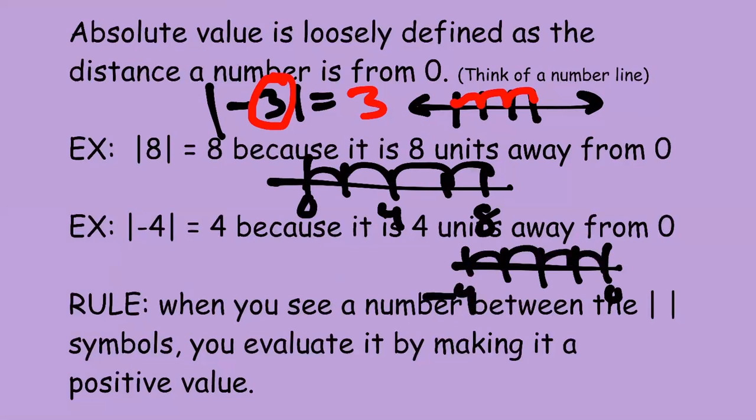Okay, so it's always taking whatever is between the sticks, and then evaluating it by making it positive. So that is the rule. When you see a number between the signs, and we'll call them the absolute value sticks, you evaluate it by making it a positive value.